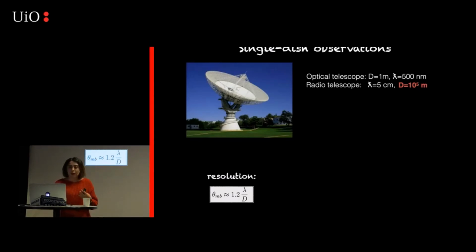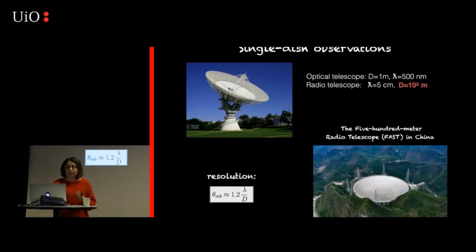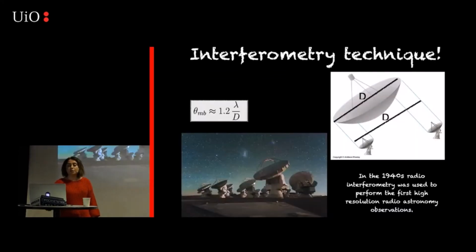You may wonder how big the largest telescope that we have in radio is. The largest radio telescope has a 500 meter diameter, which was recently built in China. This is a giant telescope, but it is still far away from getting the same resolution as we have in optical. To solve this, astronomers use a technique called the interferometry technique. This is actually a very smart technique.